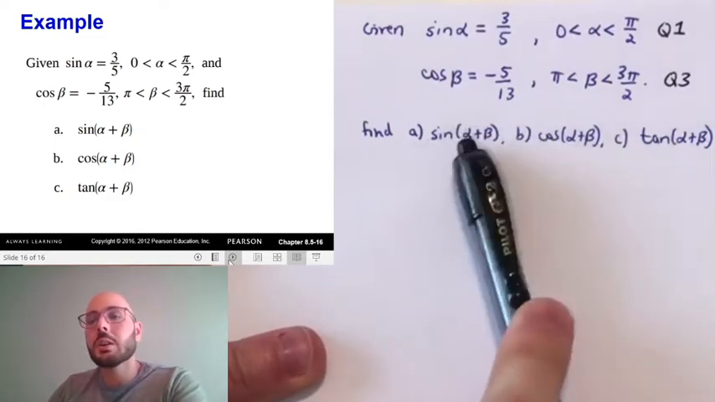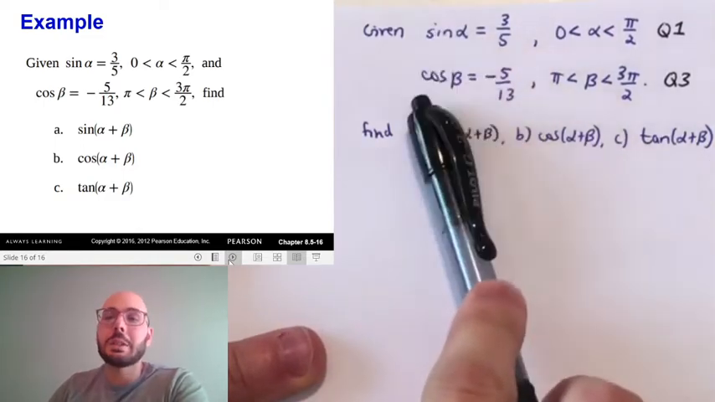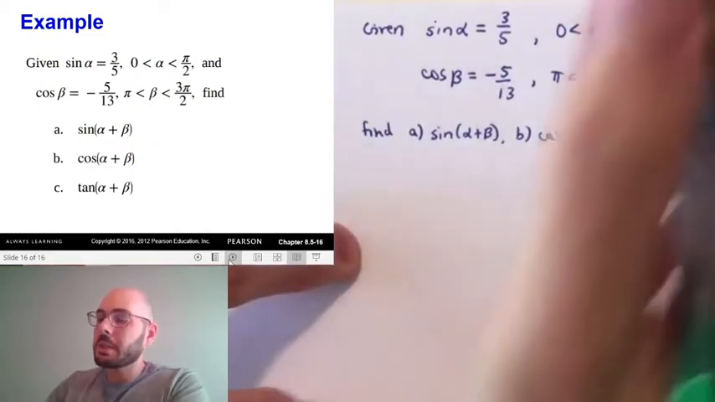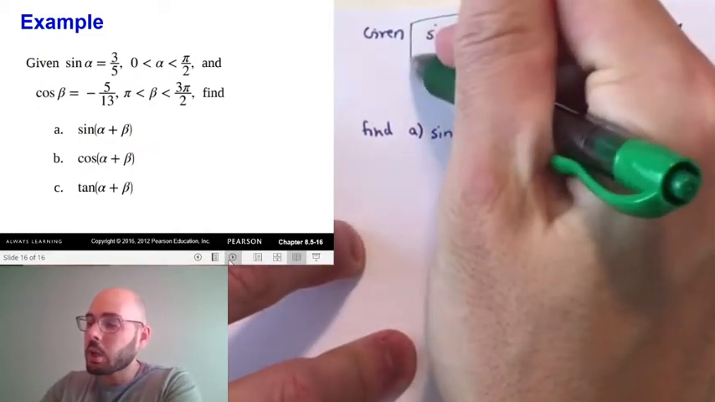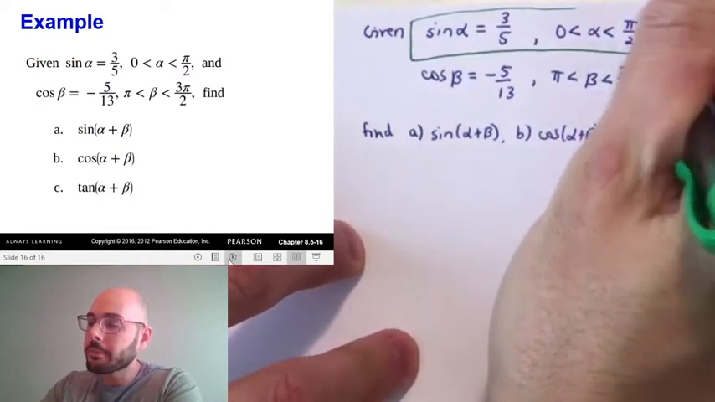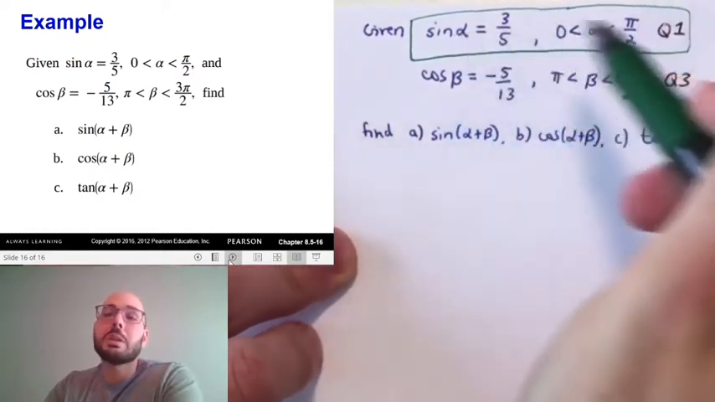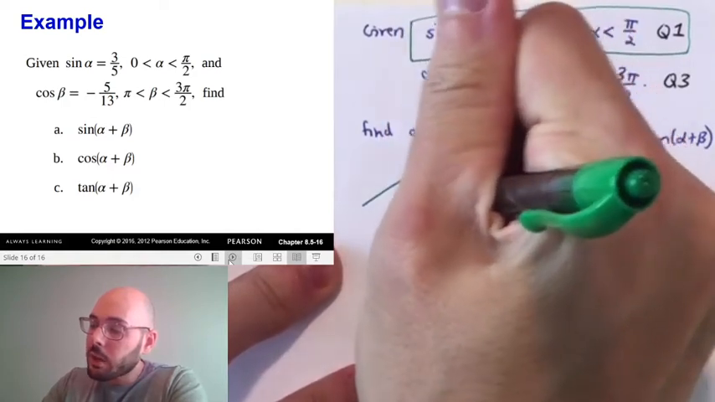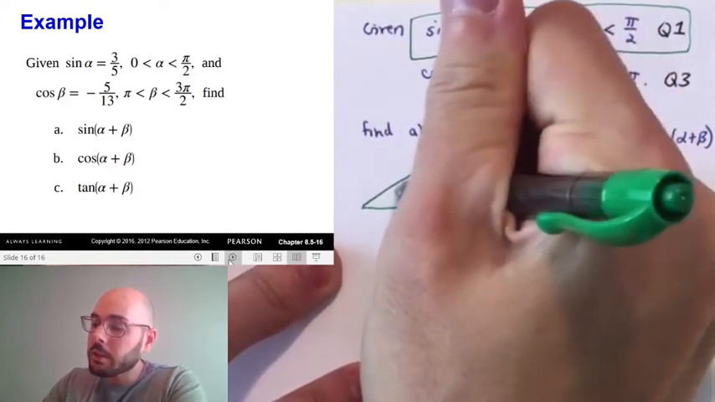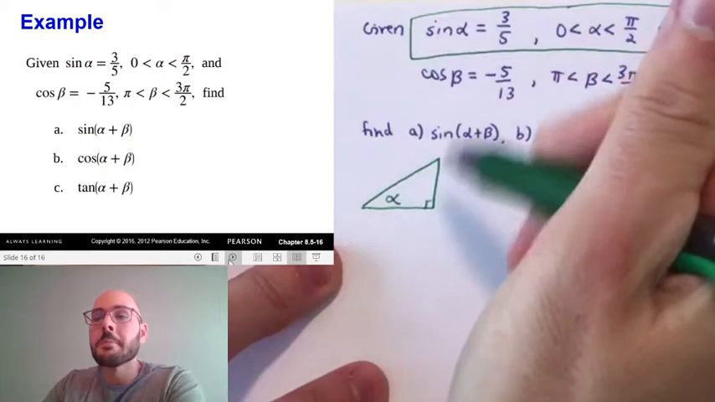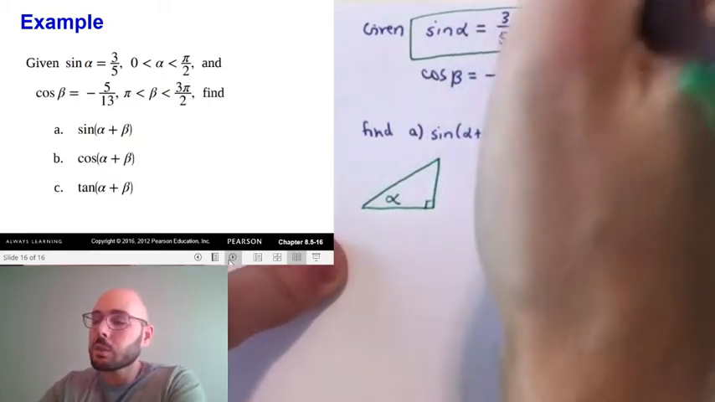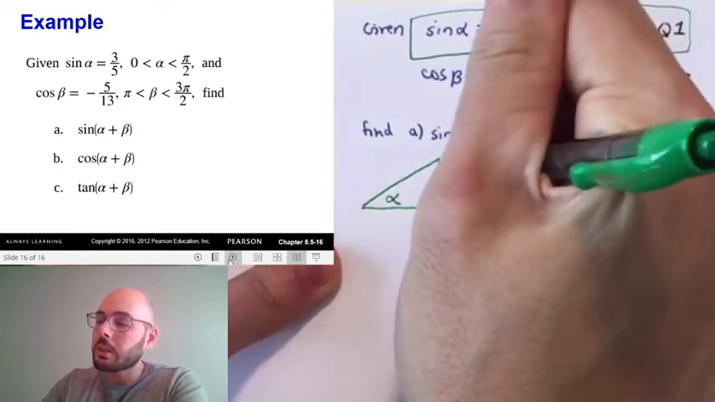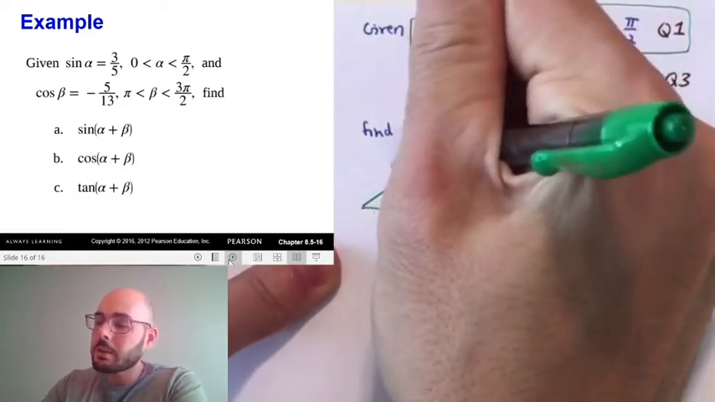What we need in order to find these things is we have to build our triangles first. So that's what I'm going to do. I'm going to start with my alpha triangle first. So I'm just going to build a triangle based on this information. So here's my alpha triangle. I'm going to build a triangle called this angle alpha. And they're telling us sine of alpha is 3 over 5. Sine is opposite over hypotenuse. So the opposite side is 3, the hypotenuse is 5.